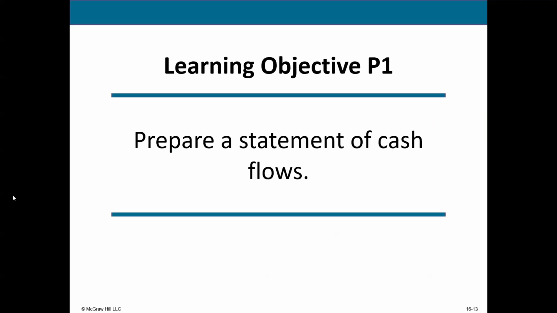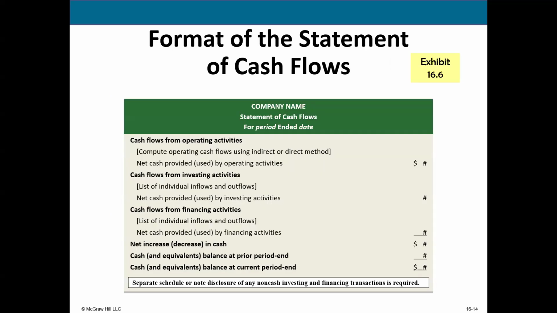So let me show you how we prepare that statement of cash flows and what it ultimately looks like using the direct method. And then I think I'm also going to show you the indirect method today as well. So the statement of cash flow reports on the cash from operating, investing, and financing activities, as we've discussed earlier. We take the cash that came in minus the cash that went out.